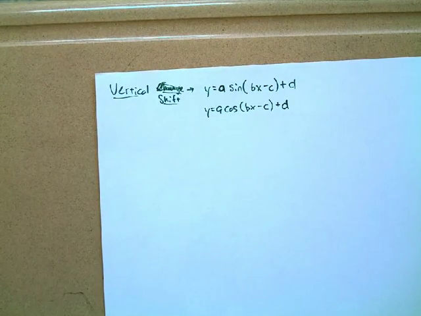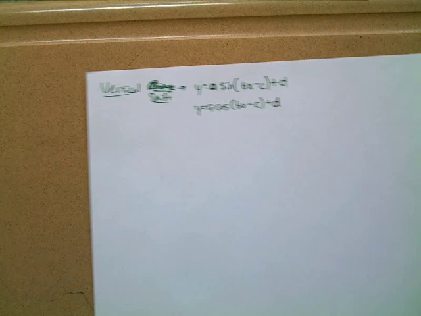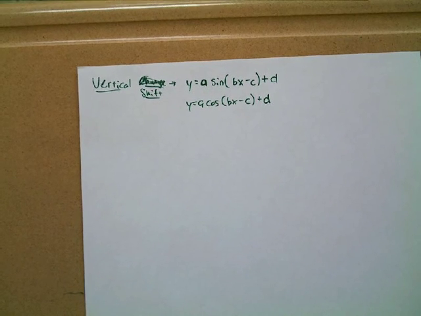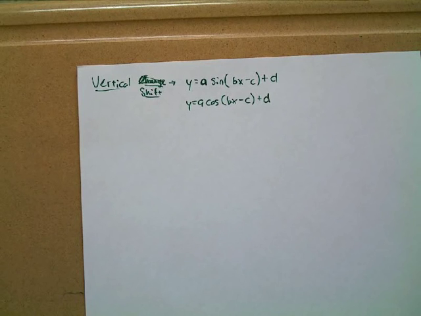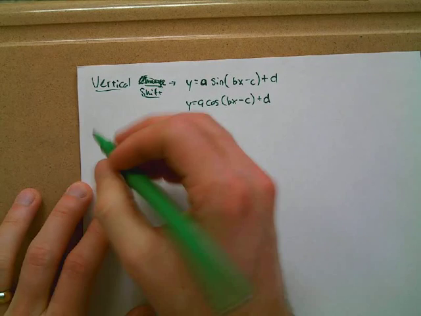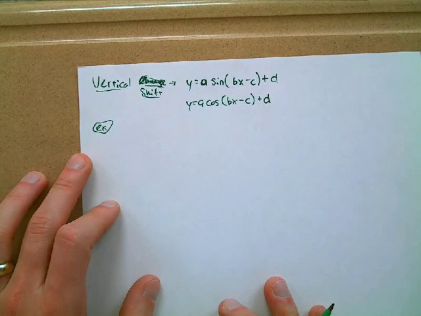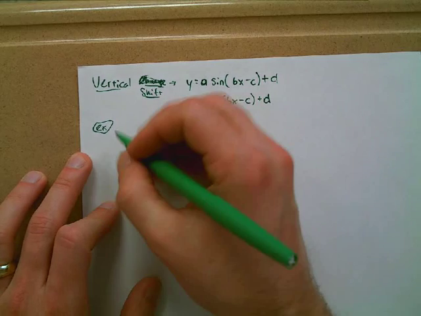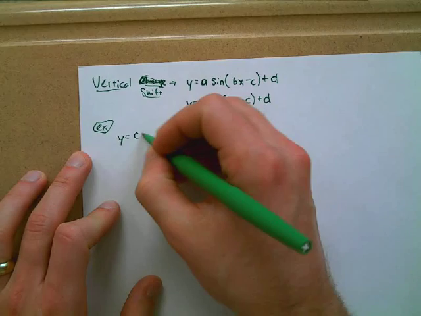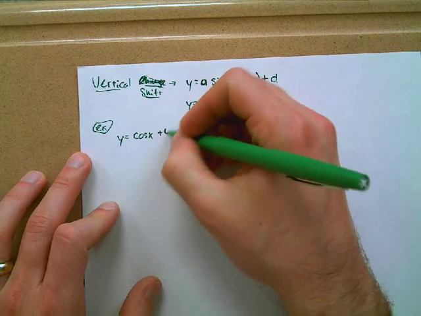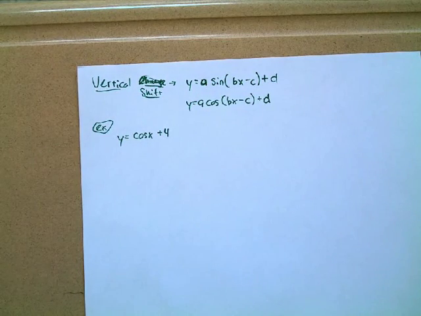Okay. So just real quick here, I'll show you an example of this, and we'll just kind of put it all together. So y equals cosine x plus 4, we'll say. So again, it's not cosine of x plus 4, right? There's no parentheses around this. It's cosine x and then plus 4. There would be parentheses around the x plus 4 if that was all in the cosine. It's really just cosine x and then plus 4 added onto that.